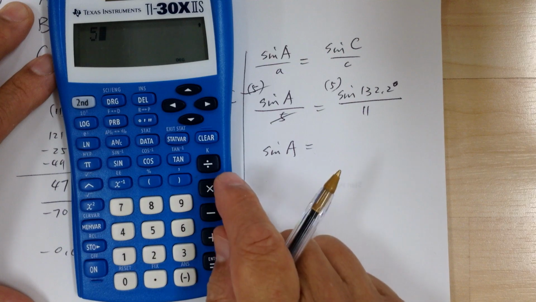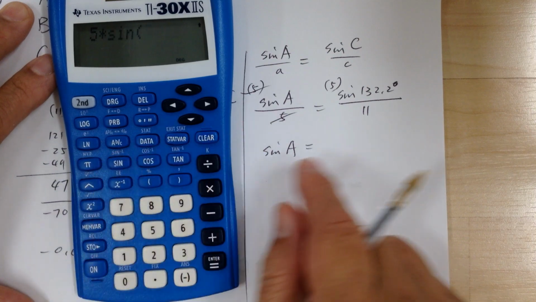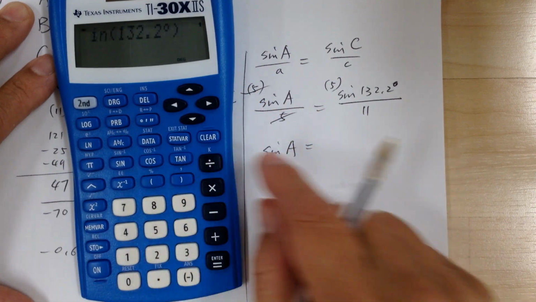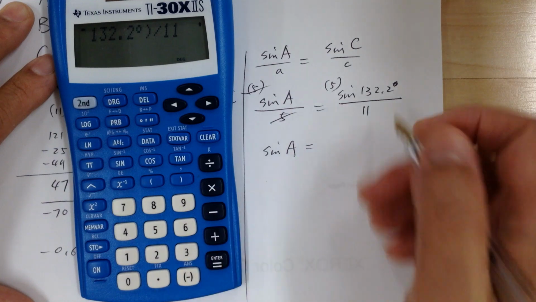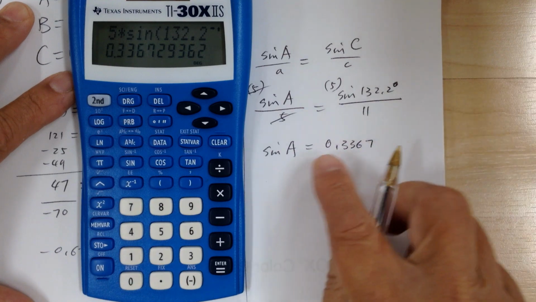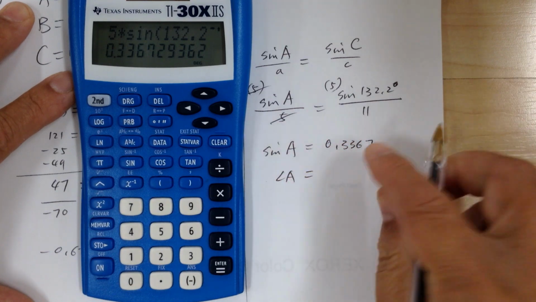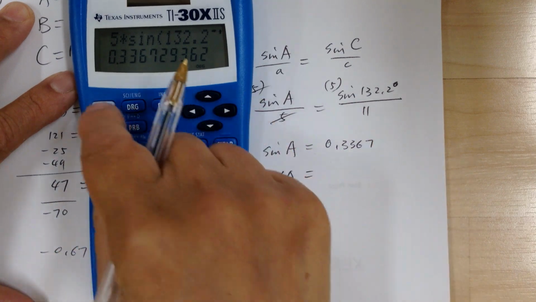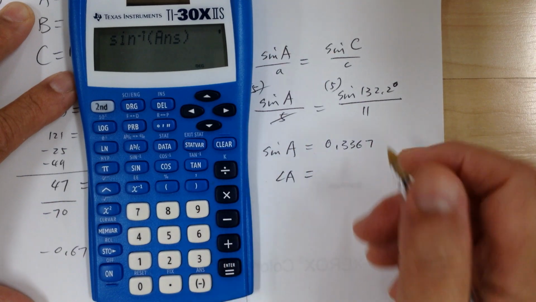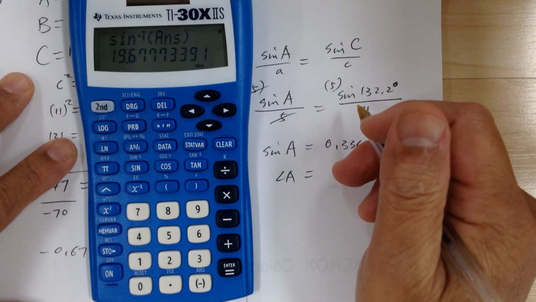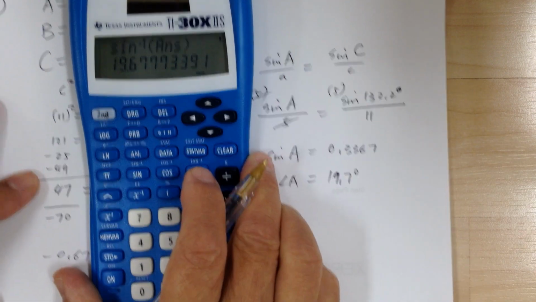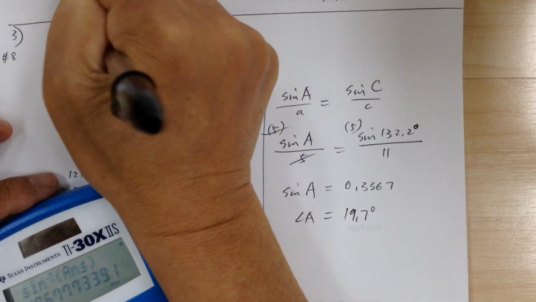So I get 5 times sine of 132.2 degrees divided by 11, equals 0.3367. And then I'm going to find the angle A, so I need to use the second function of sine. I go second sine of the answer I got from before, push equal, and this will give me 19.7 degrees. So this will be 19.7 degrees.